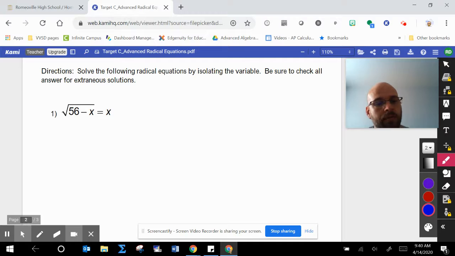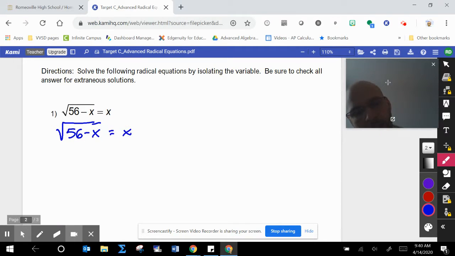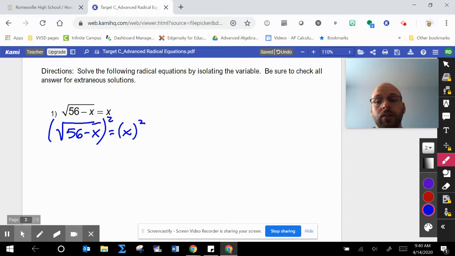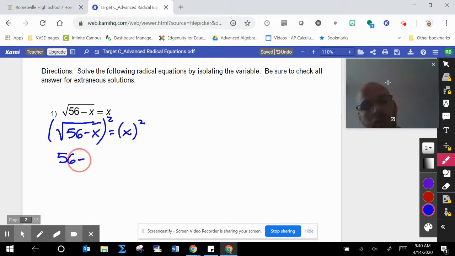All right, so if we do that, let me get my stylus working here. There we go. Okay, so if I have the square root of 56 minus x equals x, what I want to do is get rid of this radical, and I'm going to square both sides. Okay, so what you do to one side, you have to do to the other. You have to keep things balanced. But when you square a square root, it gets rid of that radical. And now I'm just left with 56 minus x.